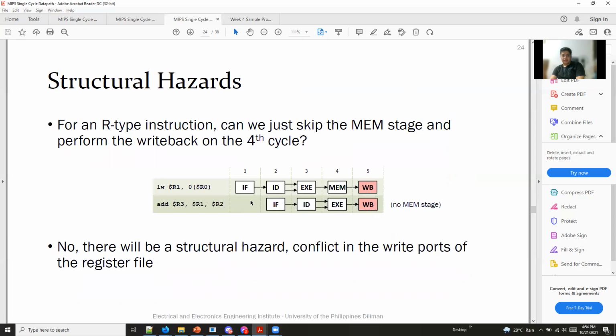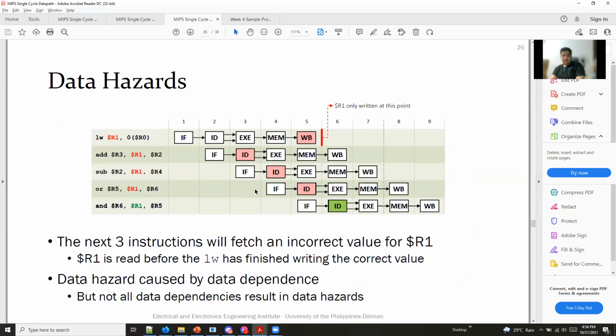So, data hazard naman is yung much more common. So, for example, ang first instruction natin dito is load word kay R1. Pero yung next instruction natin, kailangan na natin yung result ni R1. Kaso yung instruction decoding natin, which is where kinukuha natin yung result ni R1, nag-occur siya before magka-write back si load word. So yung state ni R1 at cycle 3, hindi pa siya na-update. So hindi pa siya tama. So that is what we call a data hazard.